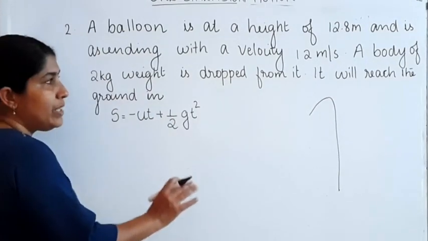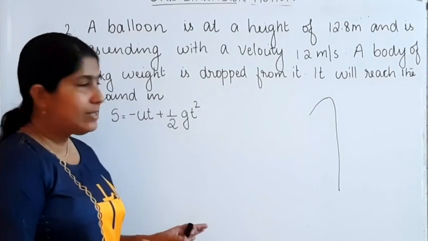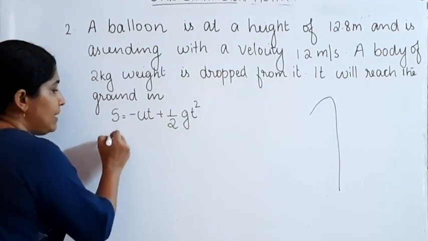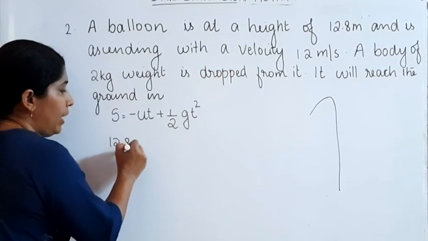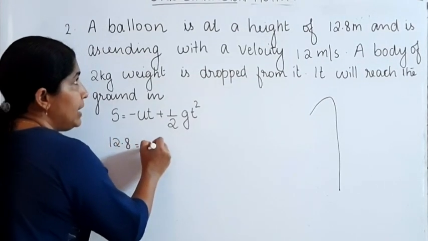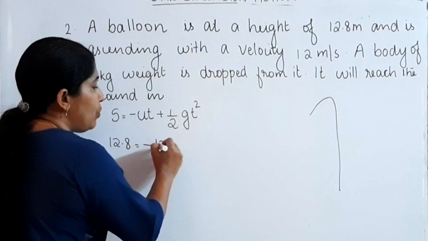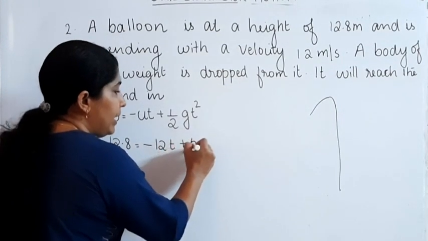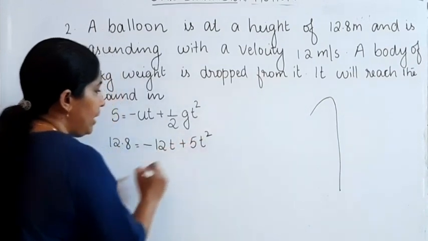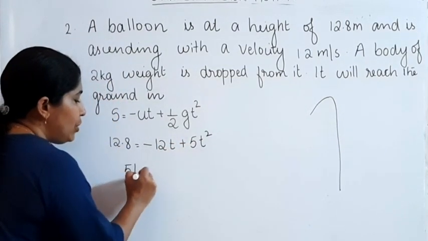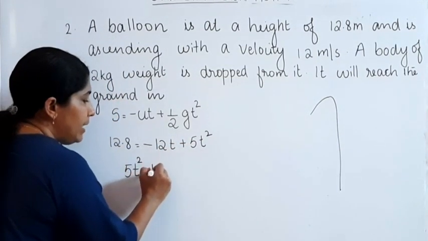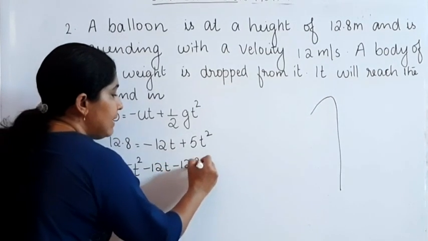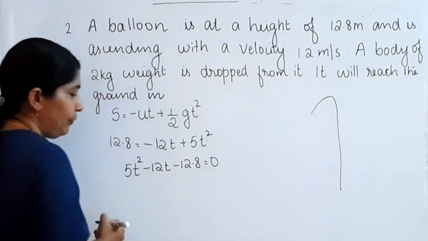Okay, this question is just similar to the first. Then we can substitute this value of S as 12.8. 12.8 is equal to minus u. U is equal to 12. 12 into t plus g is taken as 10. Then 5t square. Okay. Then on rearranging, 5t square minus 12t minus 12.8 is equal to 0.